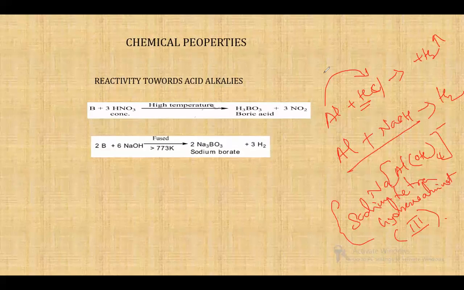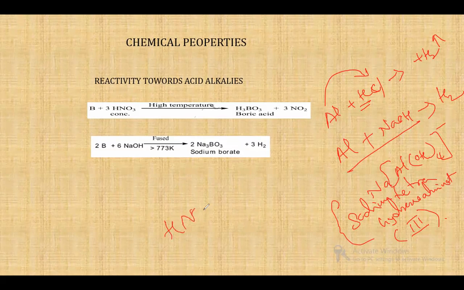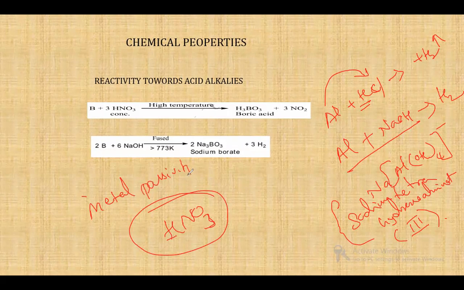Its oxidation number is represented within a square bracket. This is what you study in redox reactions. Aluminium usually doesn't react with nitric acid, because it forms a protective layer around it. So we call it metal passivity. Metal passivity. Are you getting?